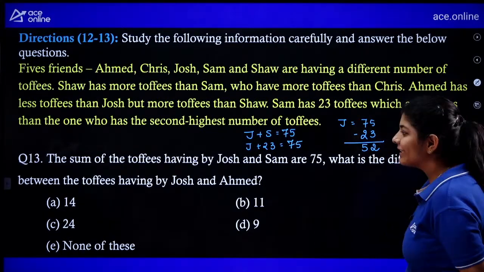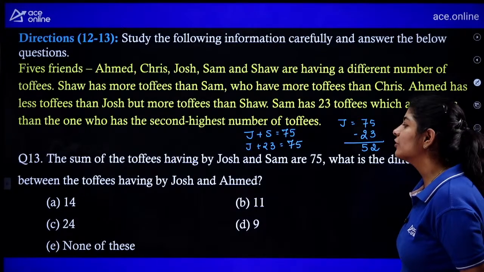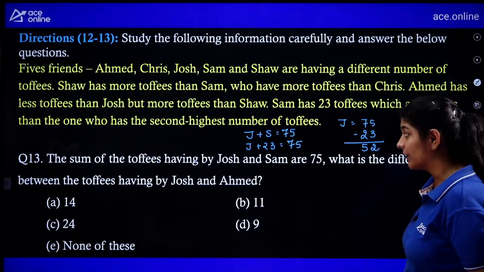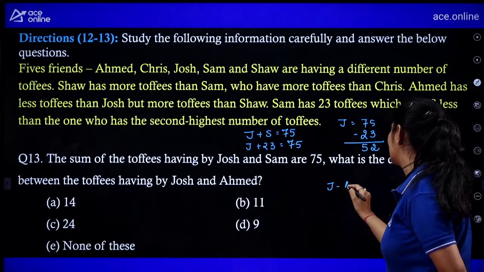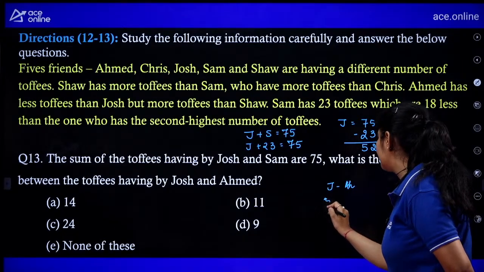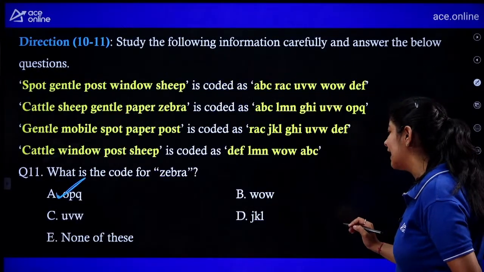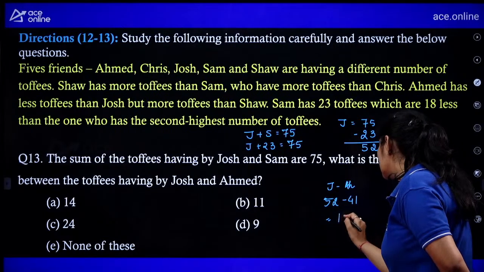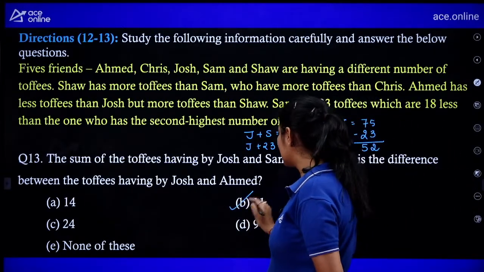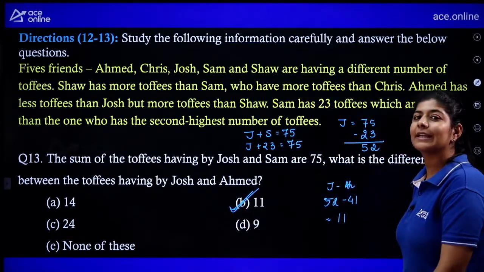Okay. What is the difference between the toffees having by Josh and Ahmed? So we need to find out the difference between Josh and Ahmed, right? So Josh is having 52 and Ahmed is having 41. So what is the difference? 11. The difference is of 11. Option number B is the correct one.